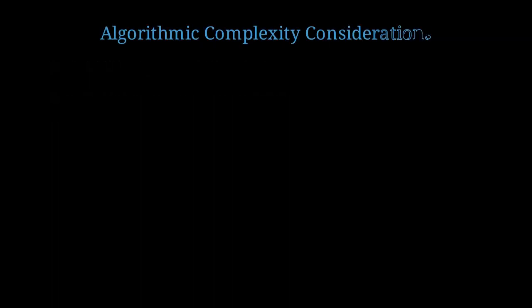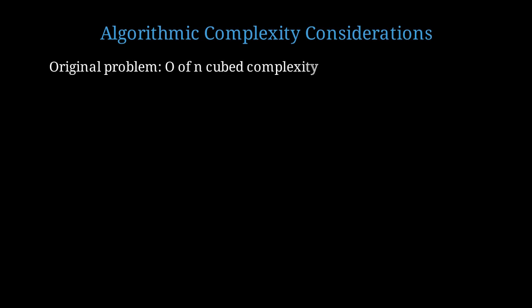Let's discuss algorithmic complexity. How does decomposition affect computational complexity? Suppose the original problem has O(n^3) complexity. If we decompose into k subtasks of size n/k each, what is the new complexity? Total time equals k times O((n/k)^3). Simplifying gives n^3/k^2. This is a k-squared speedup. Cubic complexity problems benefit greatly from decomposition.